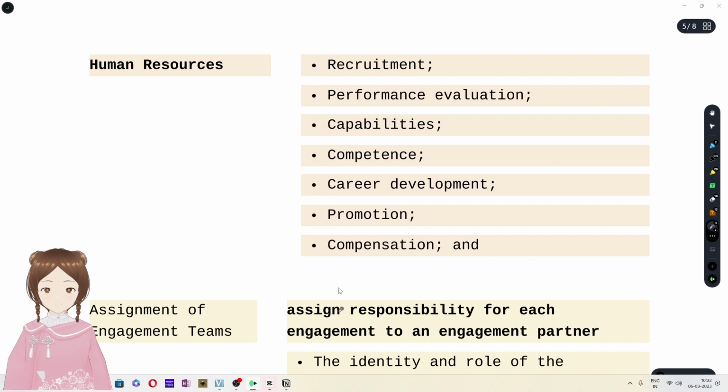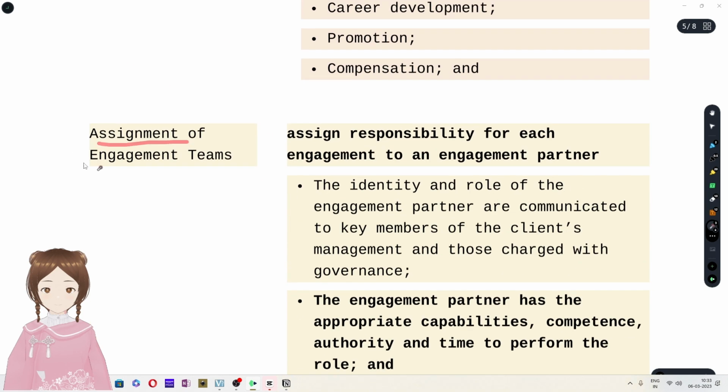You need not write all the points here. If you write 4 to 5 points, mostly it's enough. It's regular kind of words, right? Recruitment, performance evaluation. Remember CMP here: capabilities, competence, and promotion. These were mostly common terms. What is most often forgotten is compensation and career development. So you could remember that. And assignment of engagement teams.